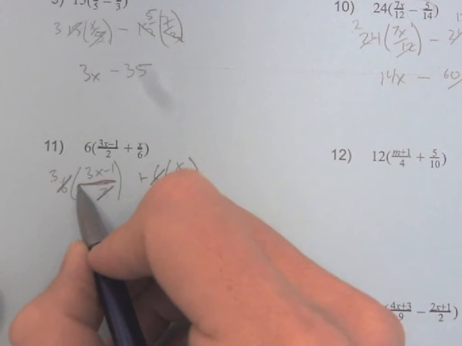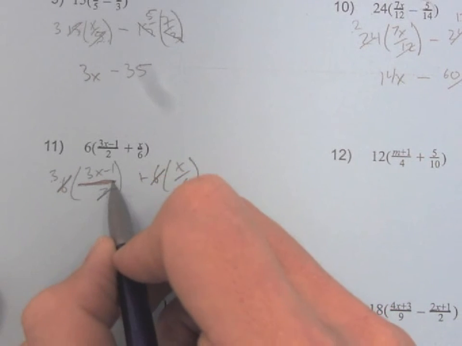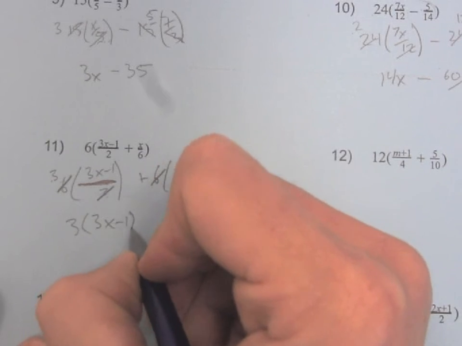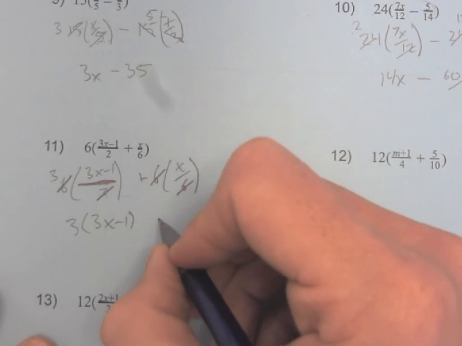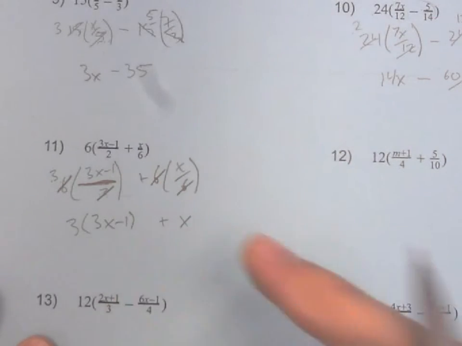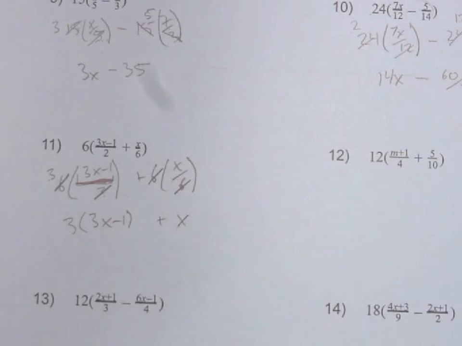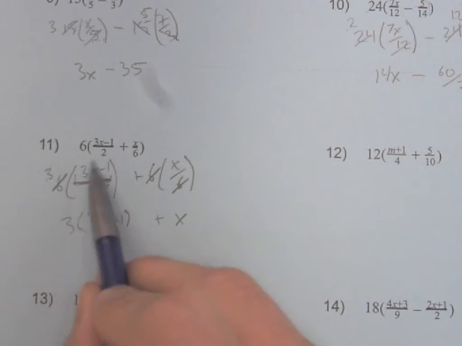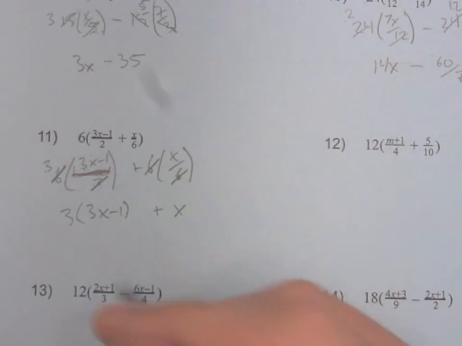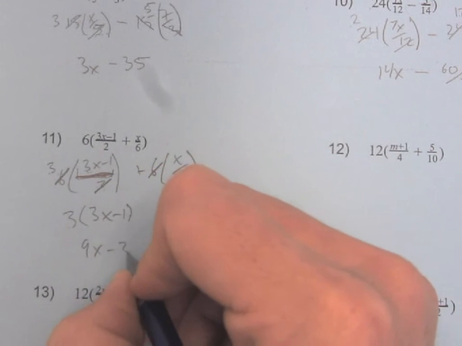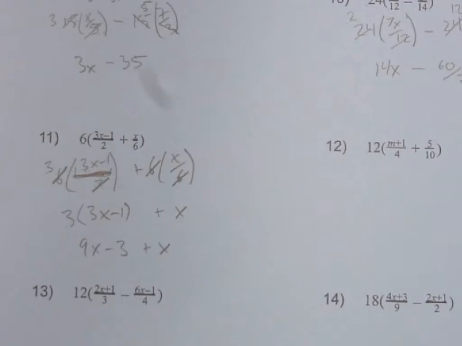Now again, this fraction bar acts as another grouping symbol. So when we rewrite it, even though we don't have the fraction anymore, we still have this grouping symbol. And so we actually have to distribute one more time. It's not just 3 times this one term, it's 3 times both of these terms. So we get 3 times 3x, which is 9x. We get 3 times negative 1, which is negative 3. And then we have the plus x.